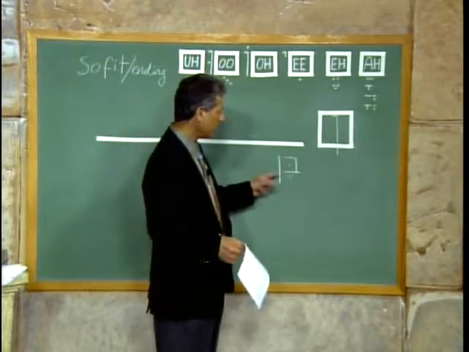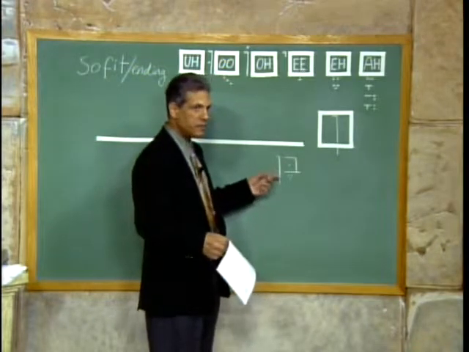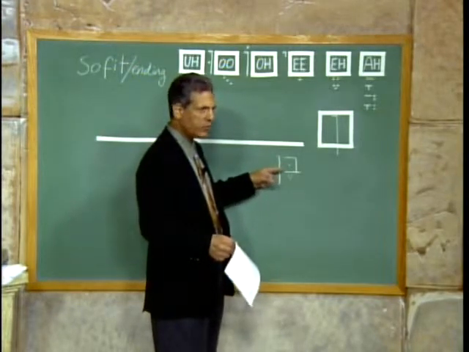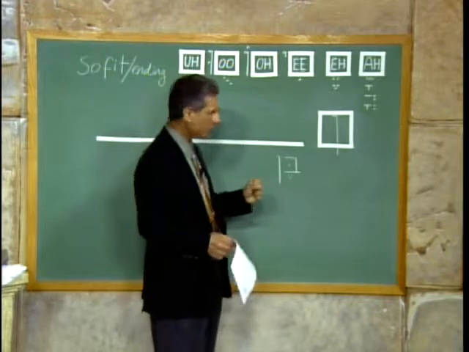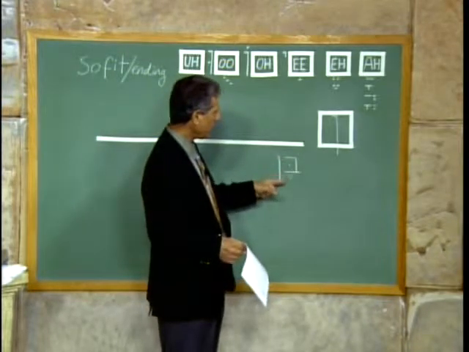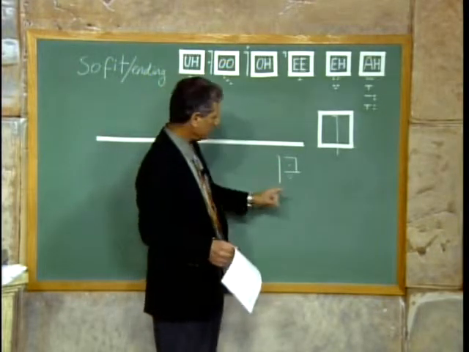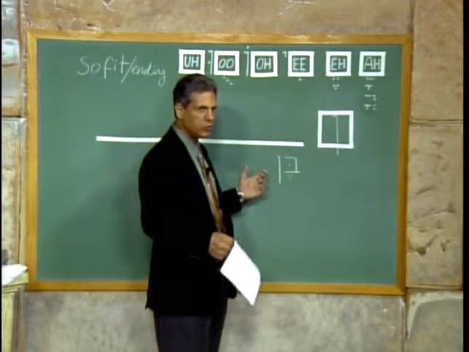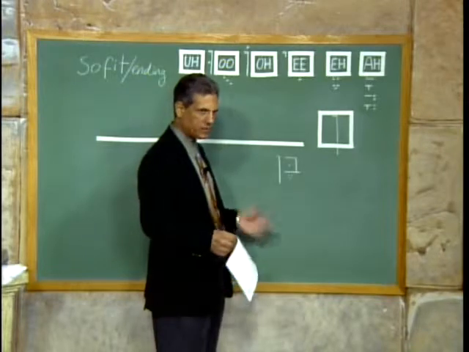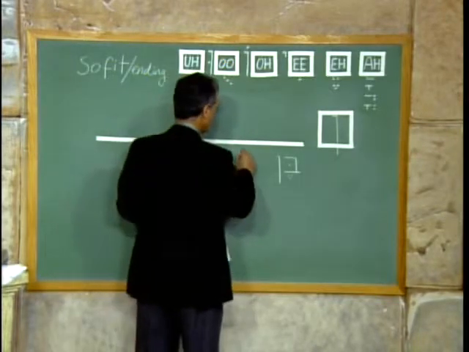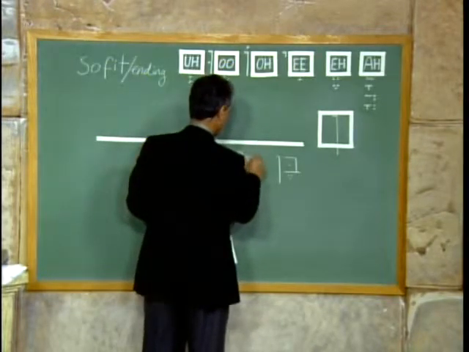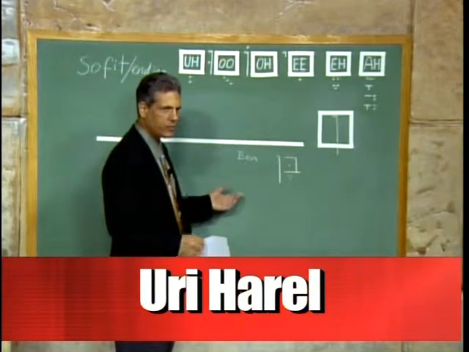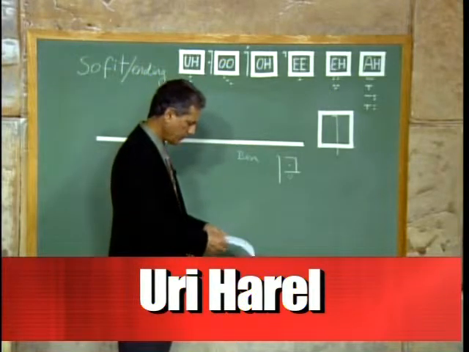In this case, we have a Bet. Why is it a Bet and not a Vet? Because there is a dot inside. That dot implies that it's a strong B sound. So we have a Bet with an A sound, Be, and then a Nun Sofit, ending Nun: Ben. So the word for son, ben, and that word is used in English also as a personal name. Ben.